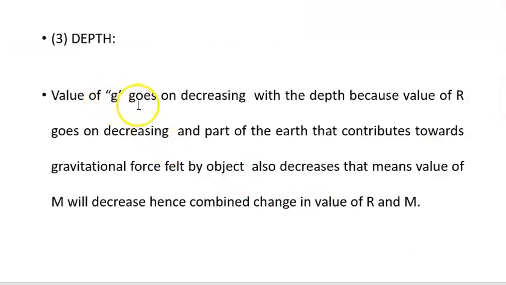Depth. The value of g goes on decreasing with the depth, because the value of r goes on decreasing, and the part of the earth that contributes towards the gravitational force felt by the object also decreases. That means the value of mass will decrease. Hence, there is a combined change in the value of r and M.